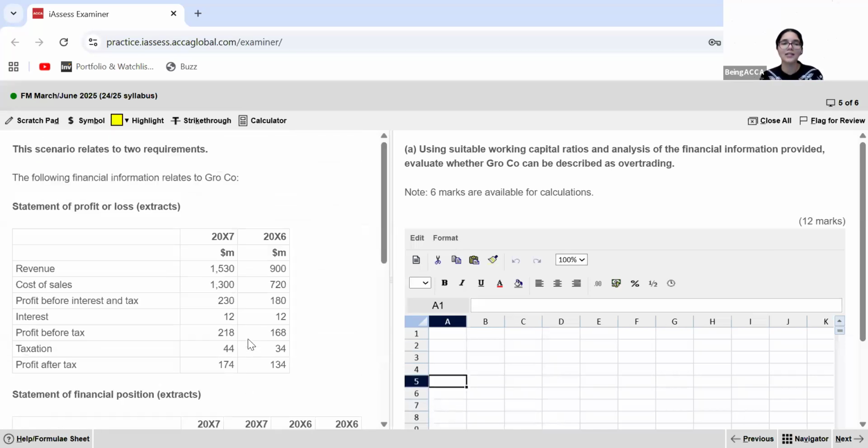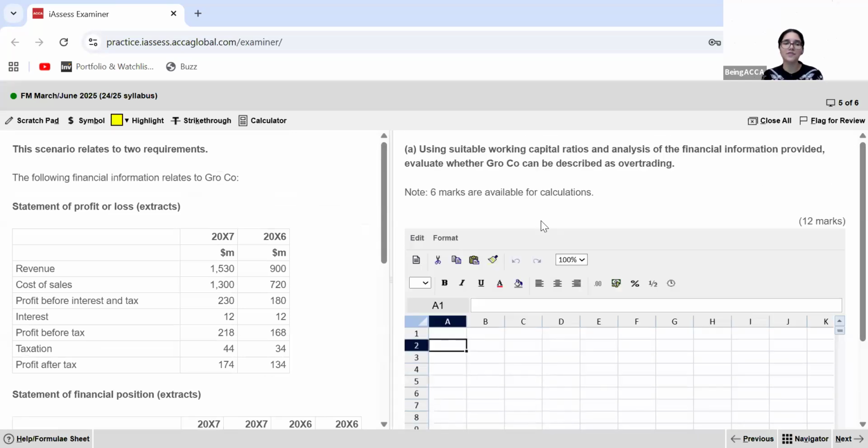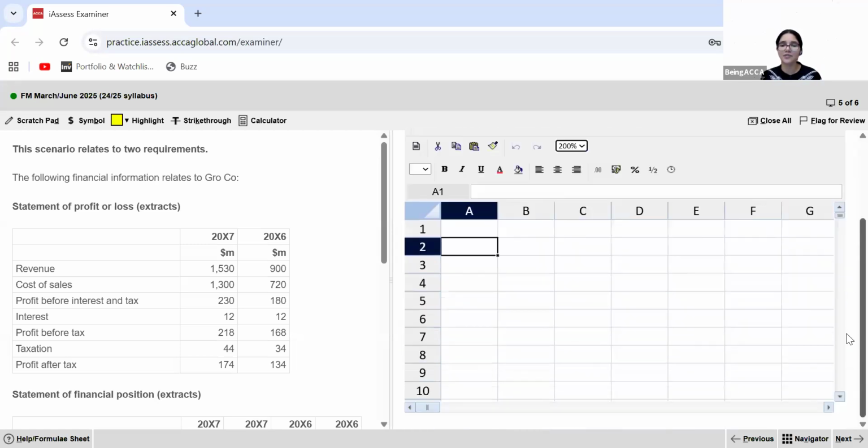So now I'm getting started with my working. Part A wants me to calculate some suitable working capital ratios. In working capital ratios, we have learned inventory holding days, receivables collection days, payables collection days, and the total of that gives us the cash operating cycle. We add inventory and receivables and we subtract the payables. That is something that we do when we are calculating the cash operating cycle. So these are a few things which we can show the calculations of.